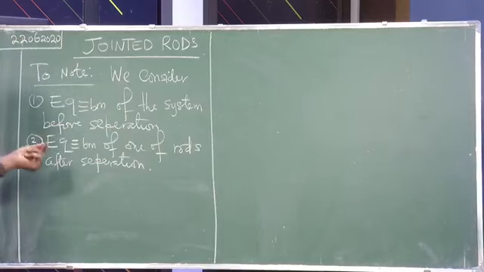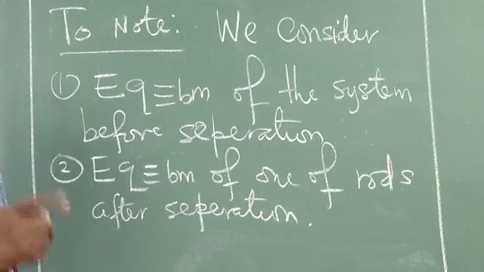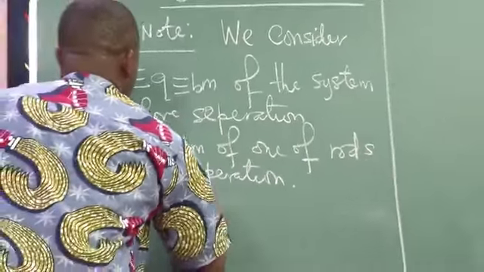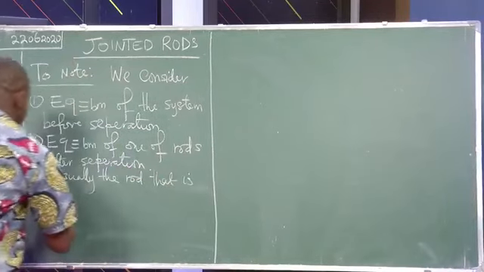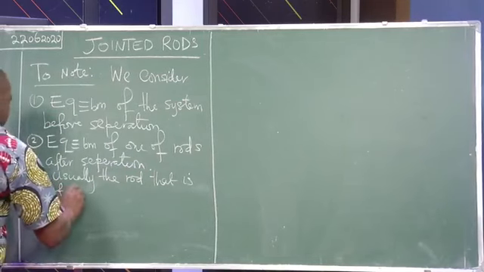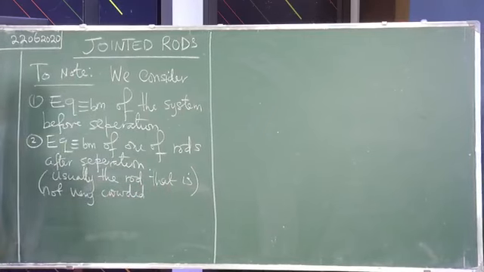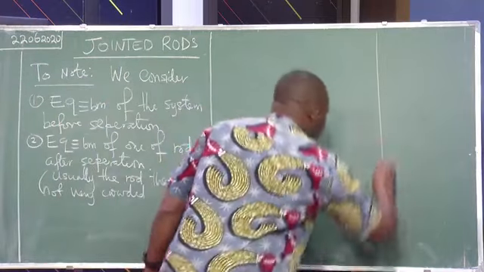We usually emphasize that the equilibrium of one of the rods that we consider after separation should be that rod that has the least number of forces. Let me say, the rod that is not very clouded. These two points are very, very important, and we can quickly take a look at the two.